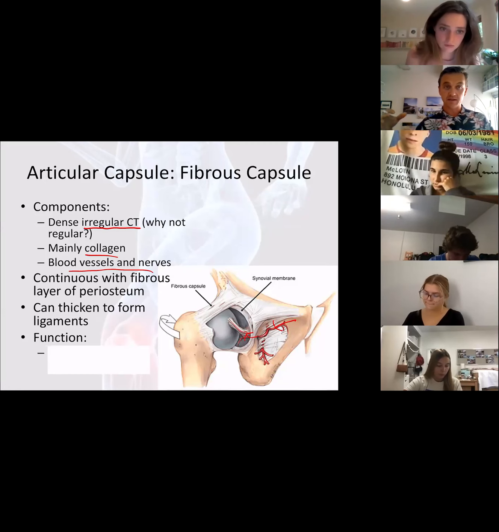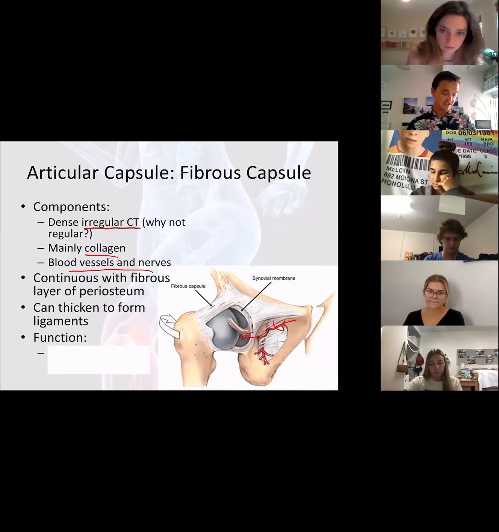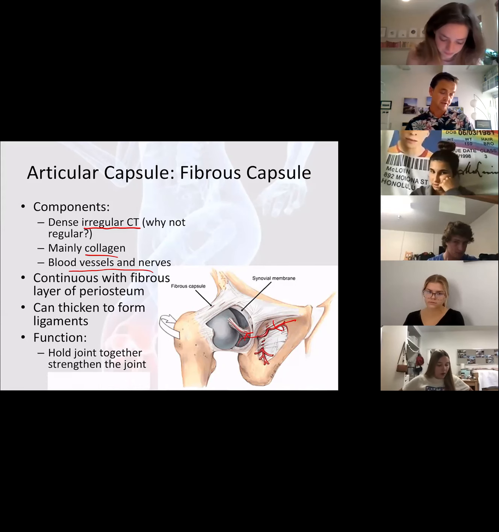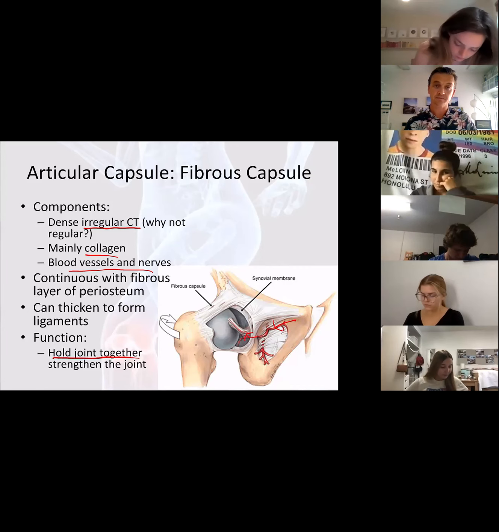This joint capsule is just woven right into the periosteum of the bones that it attaches to. So it's continuous with the fibers of that periosteum. And then in certain places it can thicken to form ligaments, right? So there are thickenings of the joint capsule which form ligaments. The function of this is really to hold the joint together. This is a structural component of the joint, holds it together.